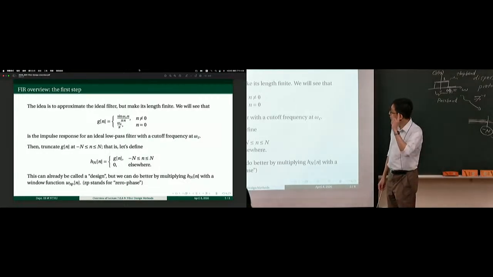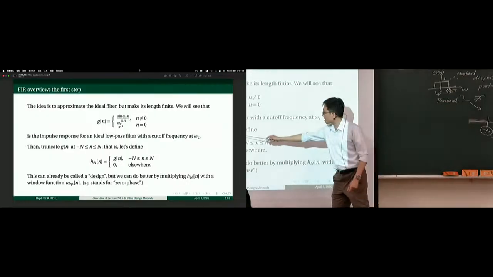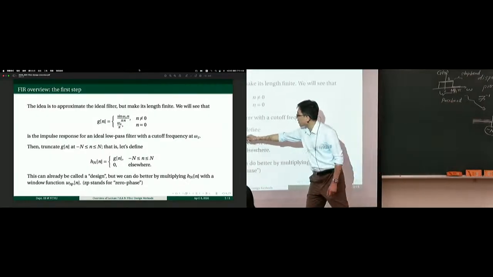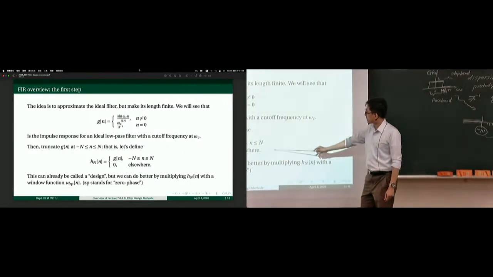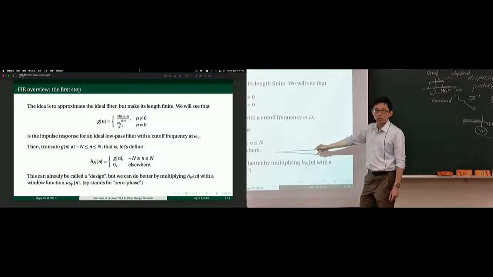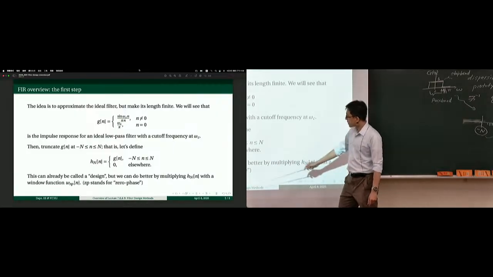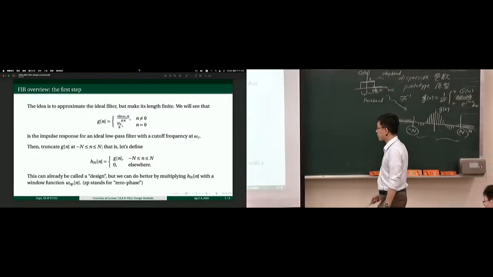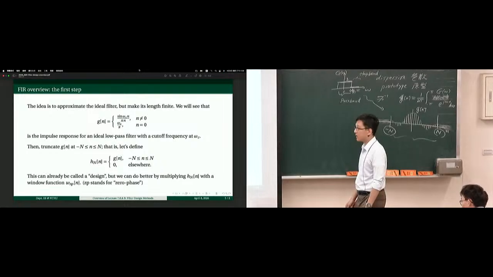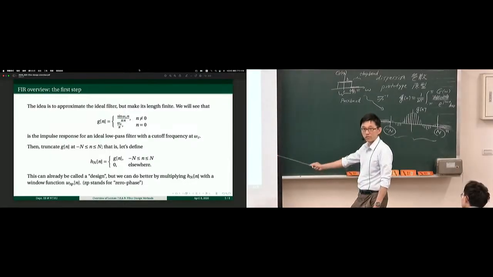Therefore, a naive way is just to make a truncation. Keep the middle part, keep every sample between minus n to plus n, while setting everything else to zero. Truncation, just throw them away. And congratulations, this already can be called a design. I'm pretty sure we can call this a design already. That's our first design. Very simple idea, but it's our first design.